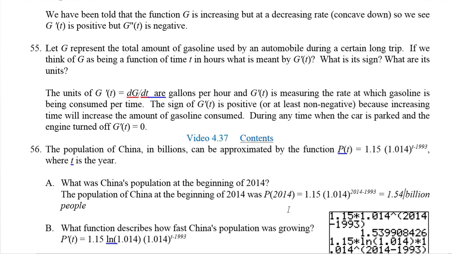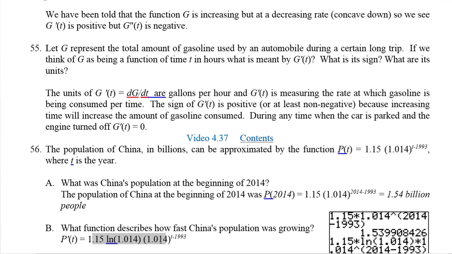What function describes how fast China's population was growing? Well, that would be the derivative. The derivative of a function tells you how fast that function is changing. So let me just do the derivative here. This constant is going to come out front, constant multiple rule, and then we take the derivative of this part that's left. That's like 1.014 to the u, so b to the u. Well, for b to the u, the derivative is b to the u, times the derivative of the u being the power. The derivative of that power is just 1.